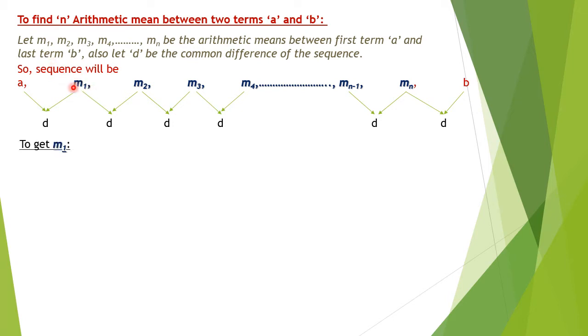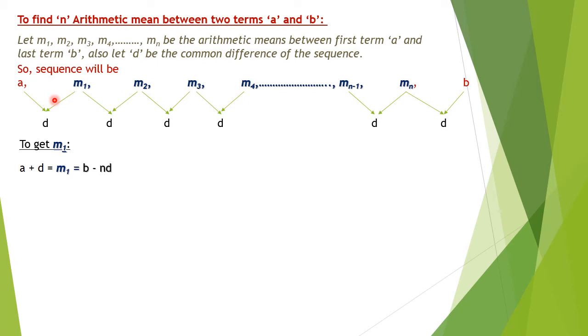Now focus on M1. How can we get M1? We can get M1 from two sides: from our first term, and we can get M1 from our last term also. From the first term we can easily add d to a, because the common difference between the consecutive terms is d. So we add d to the first term and we get m1: a plus d equals m1.